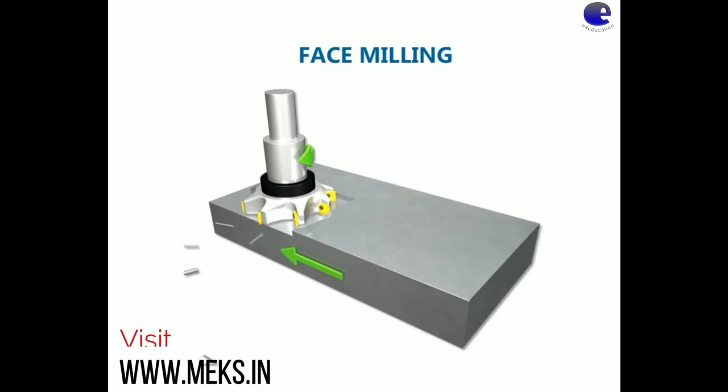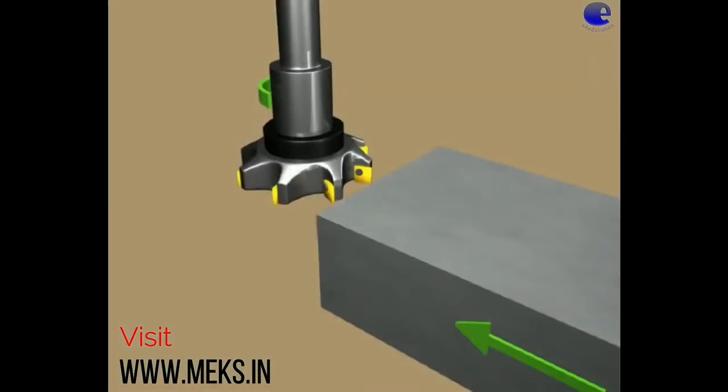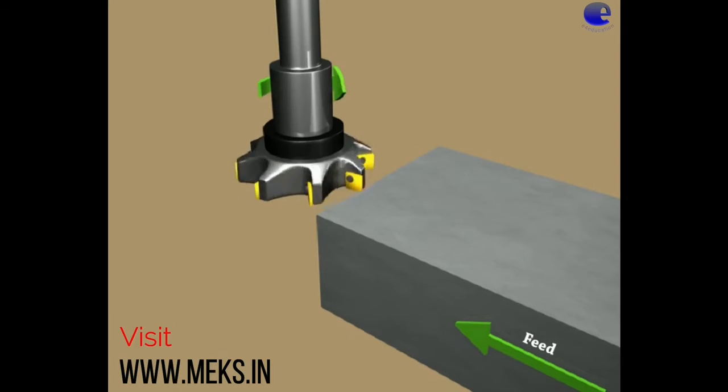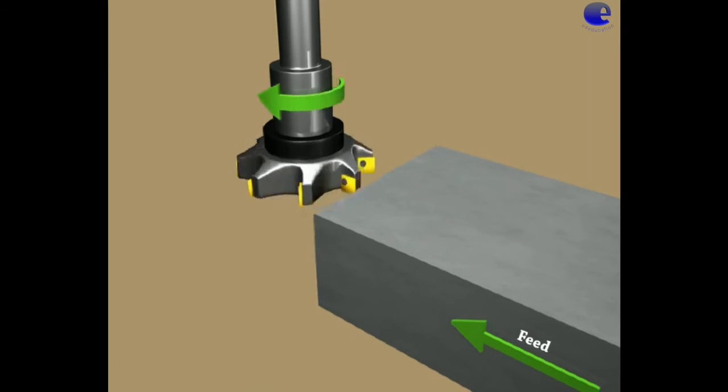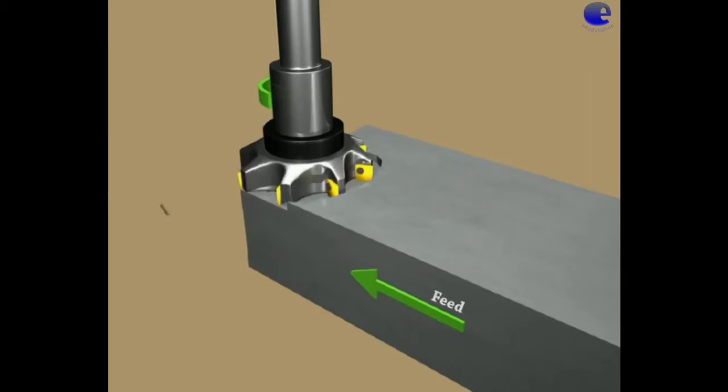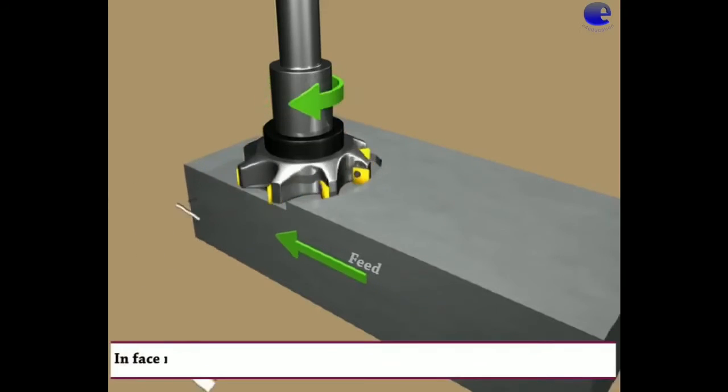Next we have face milling. In face milling we use a different type of cutter known as a face milling cutter. As you see in the diagram, now the video can show you the actual operation of face milling.